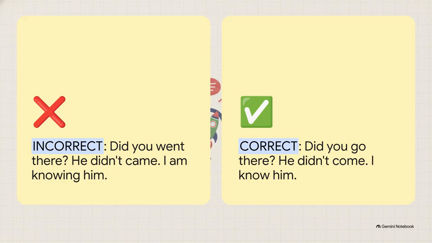Now, look at these past tense mistakes. This is huge, guys. After the words did or didn't, your main verb absolutely must return to its base form, V1. You literally never say, did you went there? It is always, did you go there? It's not he didn't came, it's he didn't come. You gotta lock that rule into your brain for good.